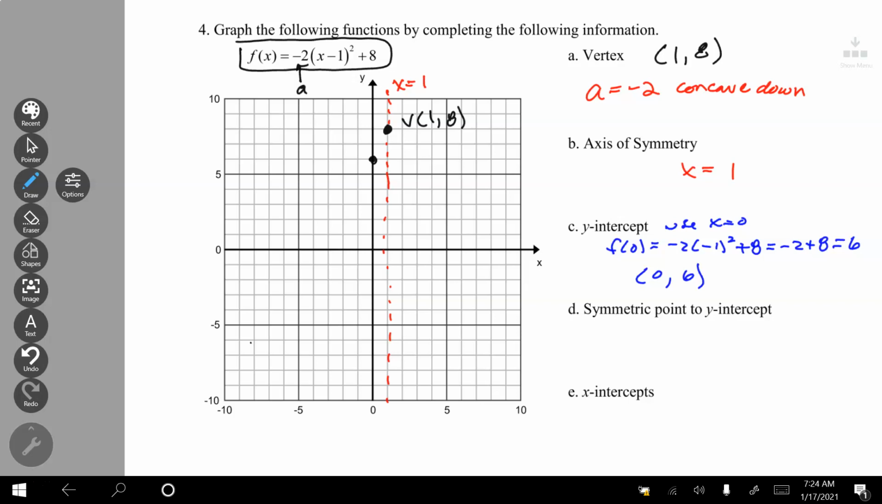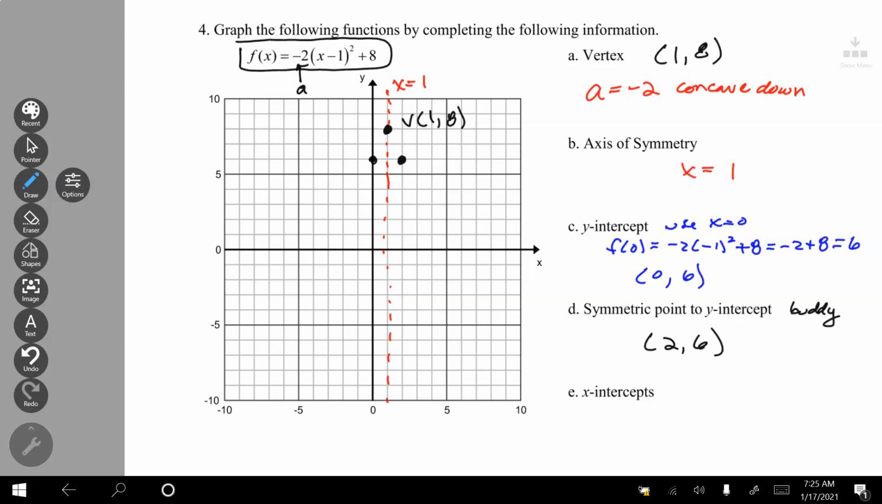And I could draw its buddy point, and its buddy point is just over the red symmetric line. So this is 1 square away from here, so it's 1 square away from here. And if you notice, the x value is just double the x value of the vertex, so it's going to be (2, 6). That's its buddy point.